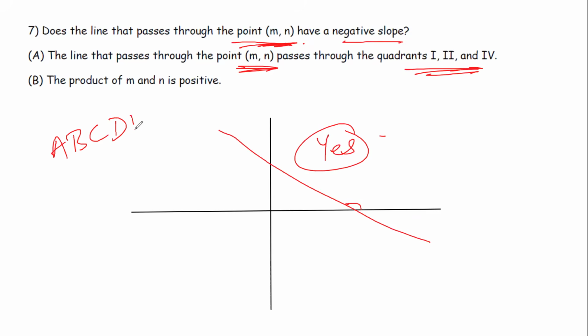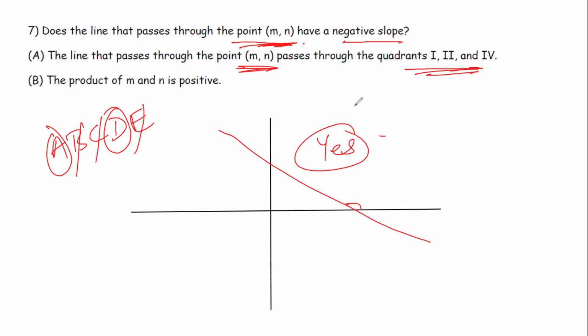B, C, E is out. So it's either A or D. All right. The product of M and N is positive. So now see, point Mn, the product is positive.